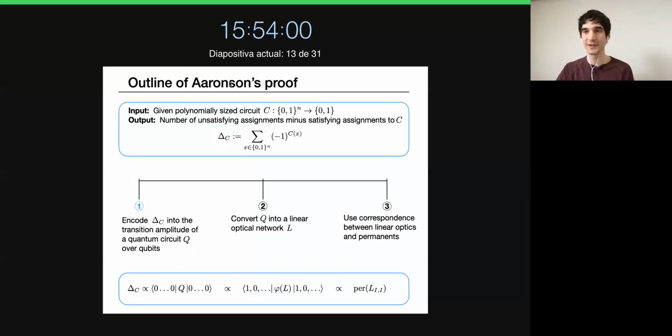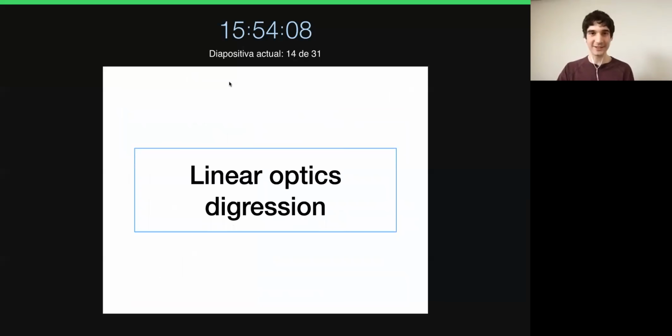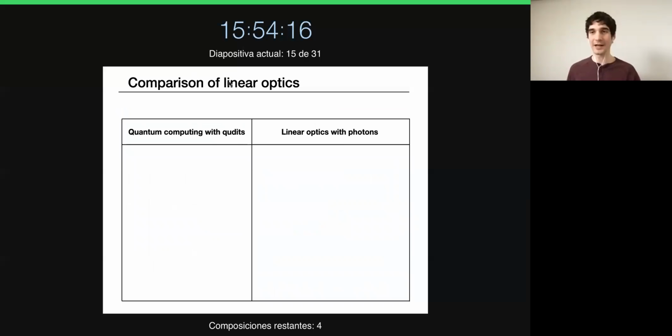And of course, now to do the second and third step, I need to tell you what linear optics even is. That's going to require a bit of a long digression, but hopefully we'll get there. Okay, so I'm going to start with an abstract definition of what this is, and then I'm going to move to a more physical definition of what a linear optical network actually is.